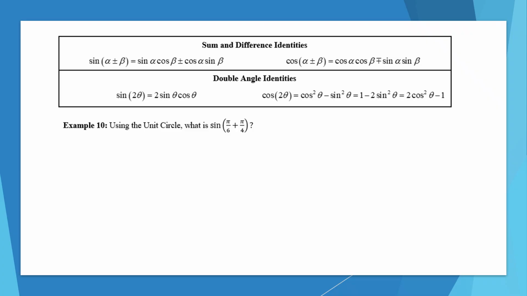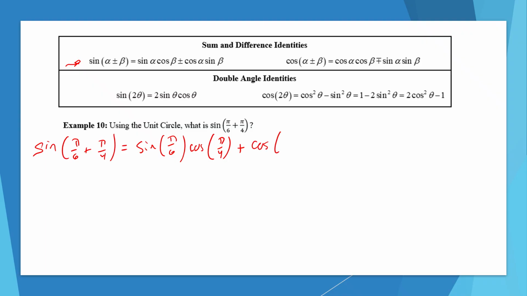All right, so now that we have derived all those identities, we can use them to answer questions. So here, using the unit circle, what is sine of pi over 6 plus pi over 4? Plugging that into this equation, sine of pi over 6 plus pi over 4 should be equal to sine of pi over 6 times cosine pi over 4 plus, remember sine stays the same, cosine pi over 6 times sine pi over 4.